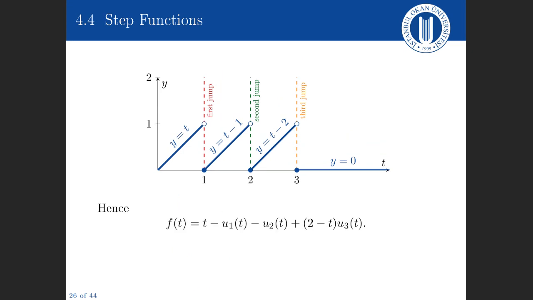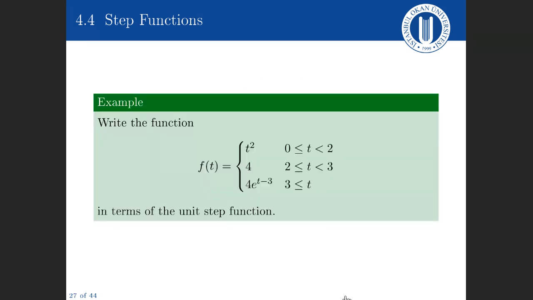Okay, so put these in. Our function is t minus u1, because the first jump was minus 1, minus u2, because the second jump was minus 1 again, plus (2 minus t) u3, because the third jump was 2 minus t. We'll come back to this function later.